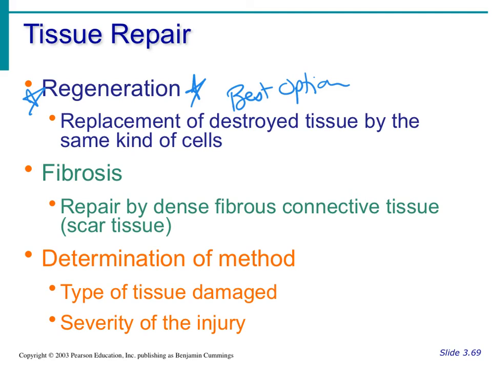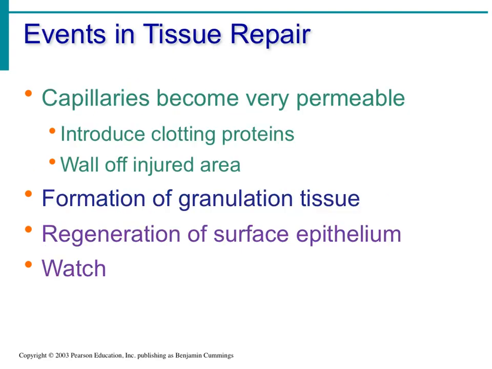So if an injury is not too severe, like a paper cut, say, or a burn in your mouth, then there will likely be regeneration that can occur. But if an injury is more severe, like you burn your arm with a cookie sheet, for instance, then you might end up with some scar tissue instead. So either way, whichever option is viable for an injury, the following steps occur.